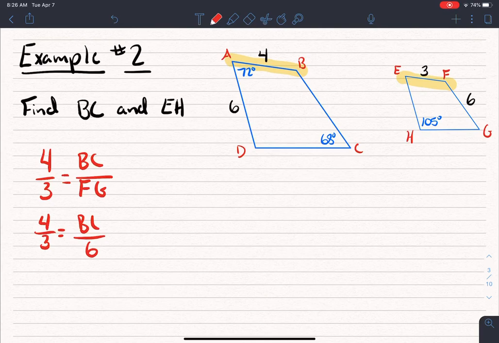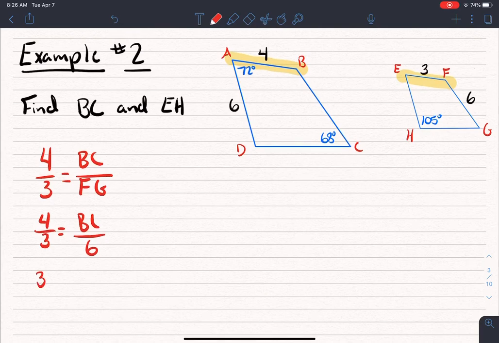And I can cross multiply and solve. And I said, well, that would mean that 3 times whatever BC is would be equal to 24. Divide both sides by 3, and I would get that BC must be equal to 8. It's 8 units long. Okay?